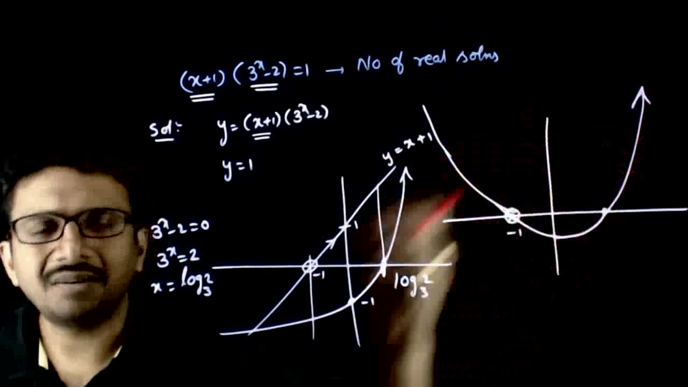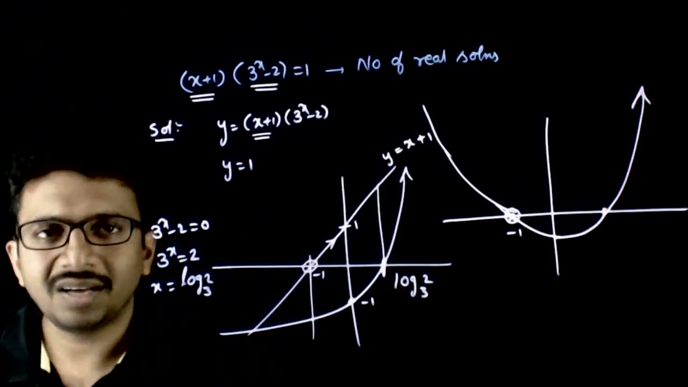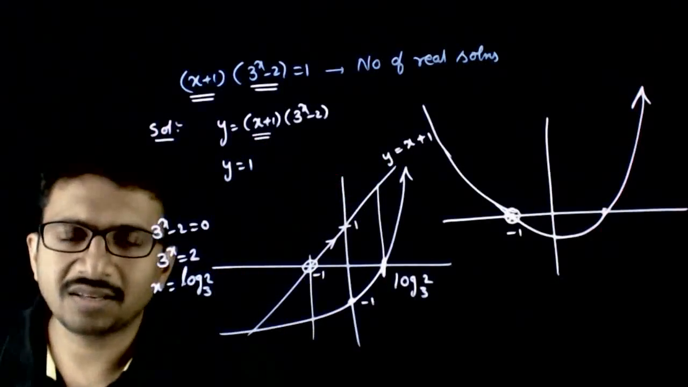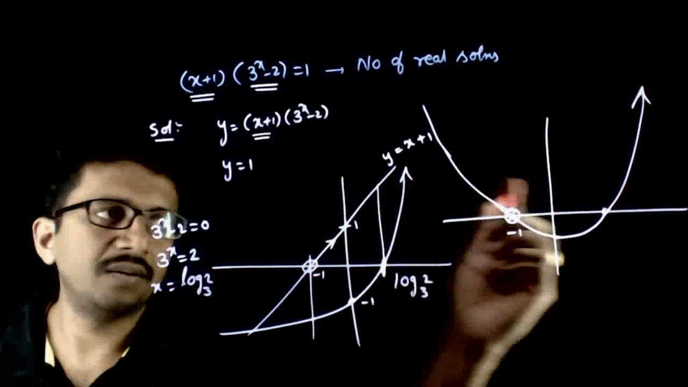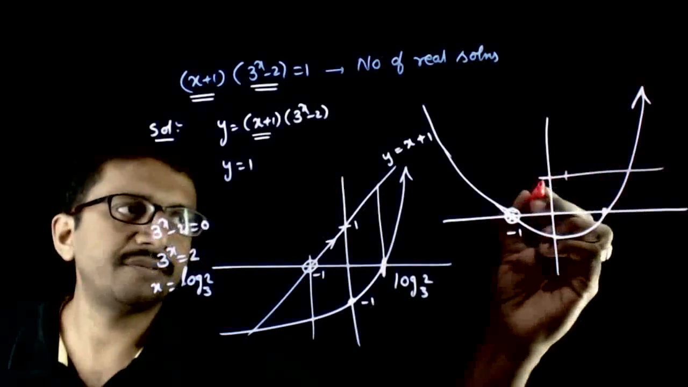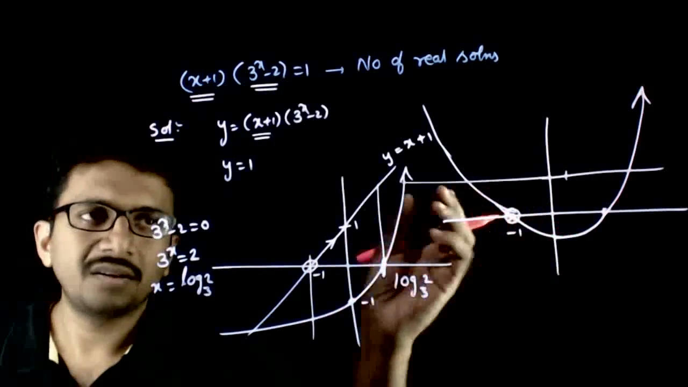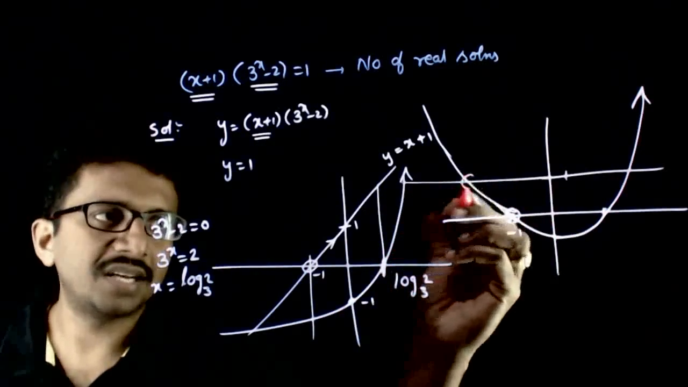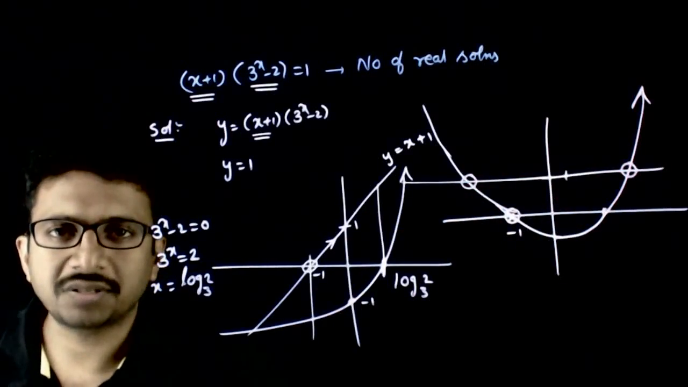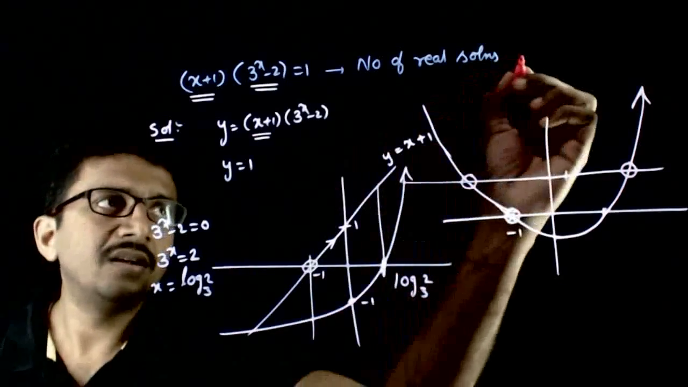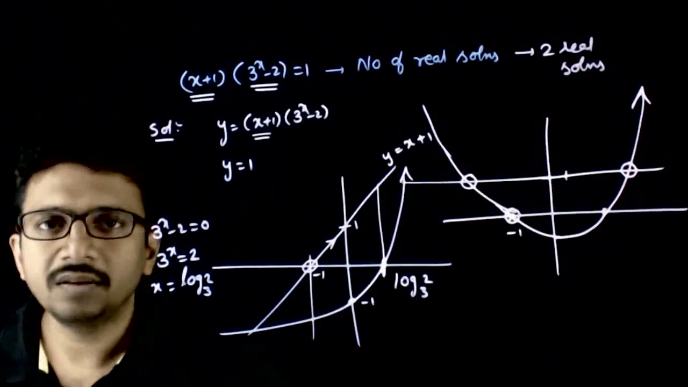So this is the rough diagram of the graph of (x + 1) · 3^x − 2. Now the second graph is y = 1, a constant graph which looks like this. Very clearly you can see that these two graphs are intersecting at 2 points. Hence there are two real solutions. Thank you.